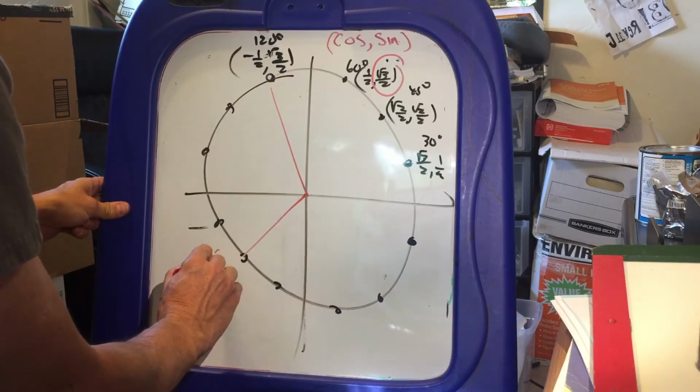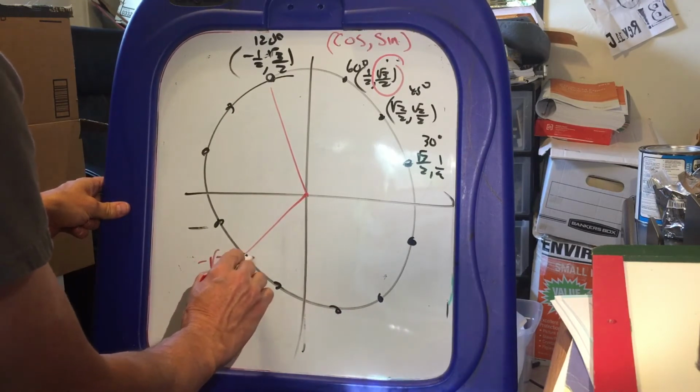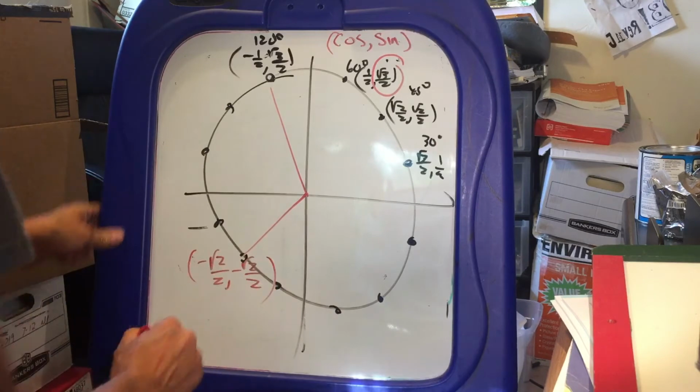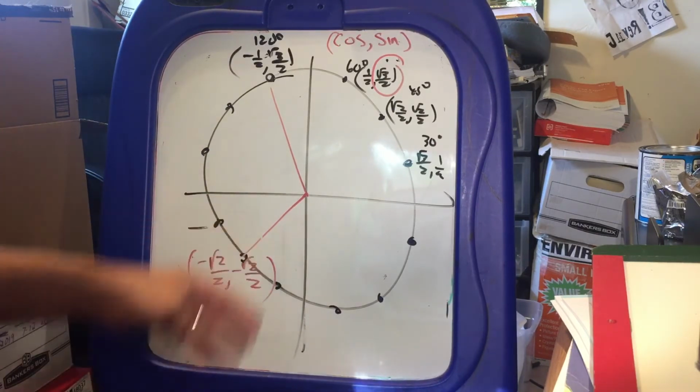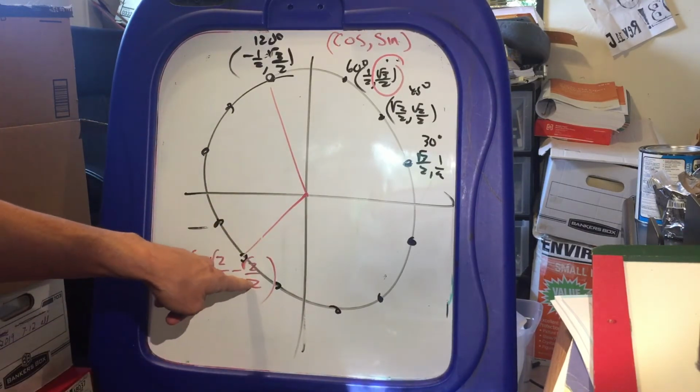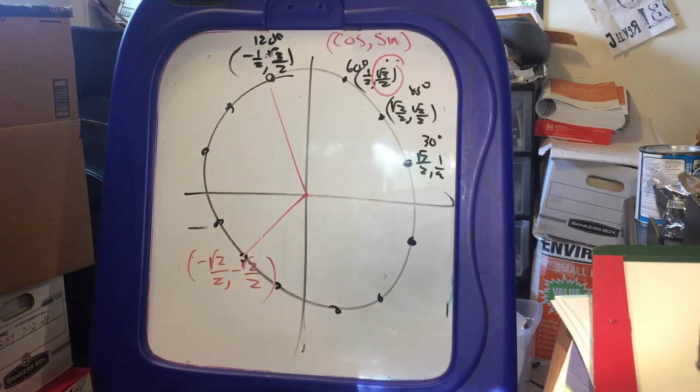What if you're down here? This is negative root 2 over 2 comma negative root 2 over 2. It's 225 degrees. What's the sine of 225 degrees? Negative root 2 over 2. What's the cosine? Negative root 2 over 2.